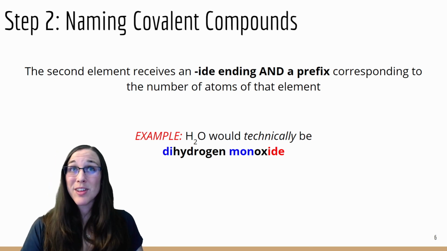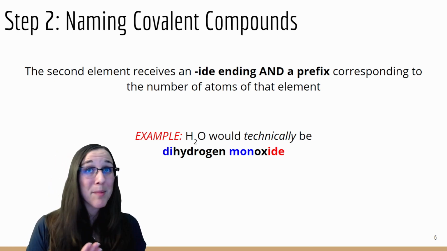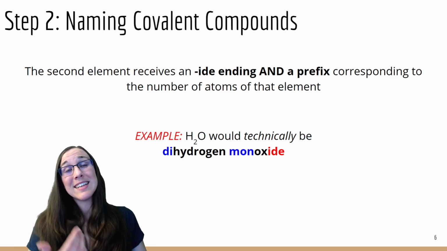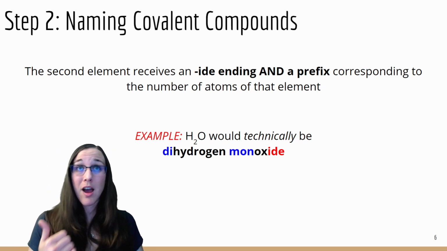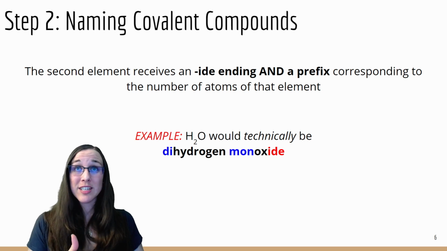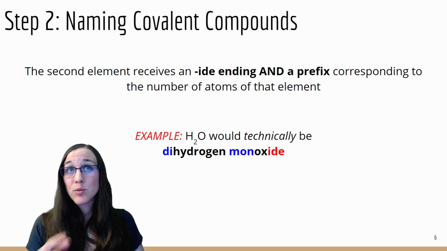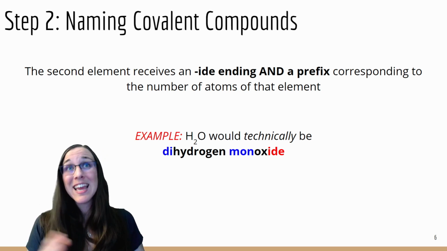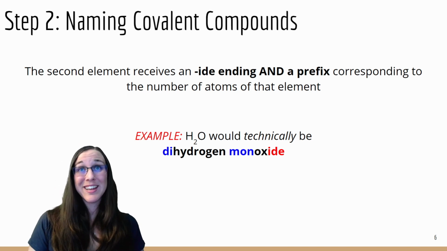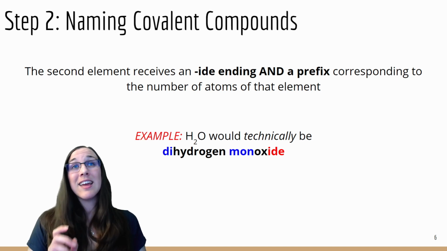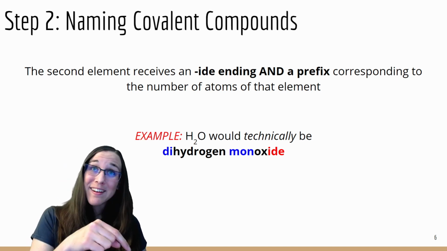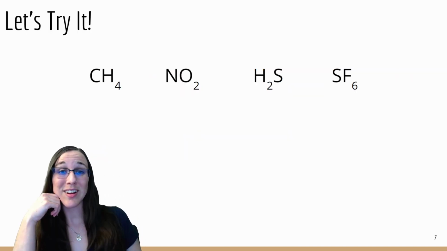So for example, H2O, which we use the common name for as water, is technically called dihydrogen monoxide. There's two hydrogen atoms, mon-ox, one oxygen, ide. And now I've ended that whole thing in ide. Notice I didn't say dihydride monoxide. The ide only goes at the end of the second element's name. So now let's give these a try.